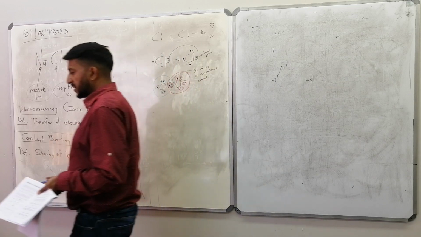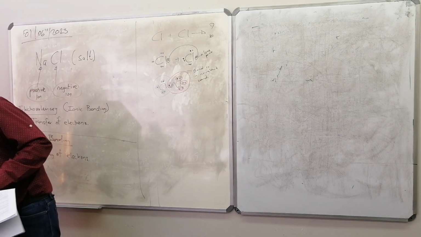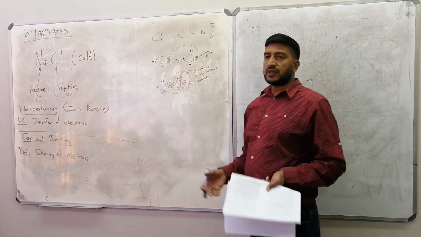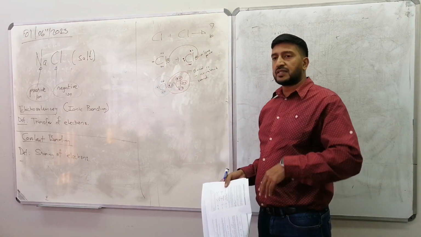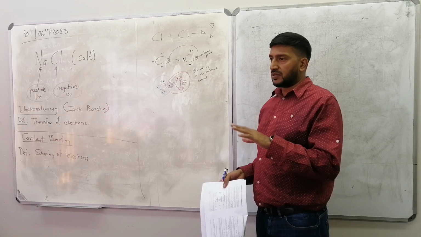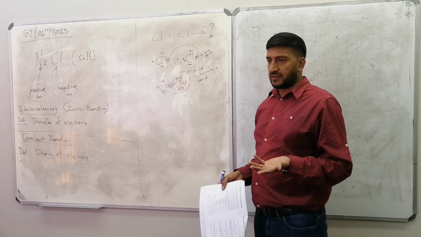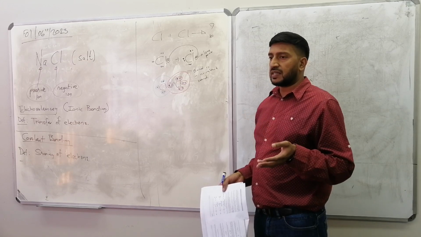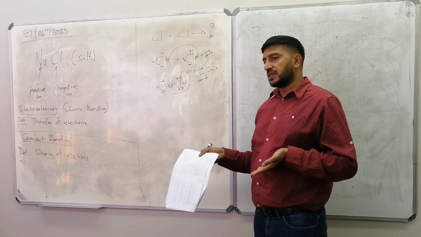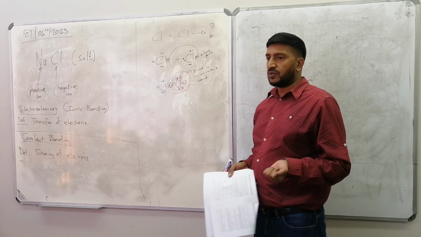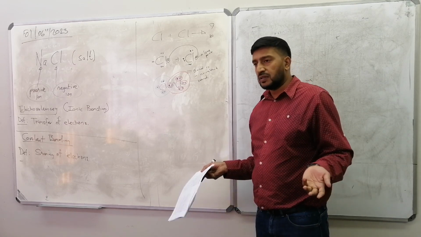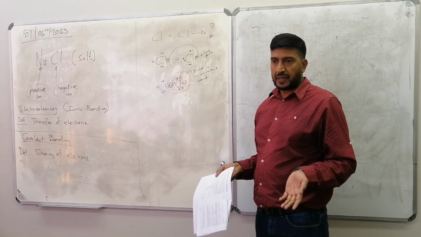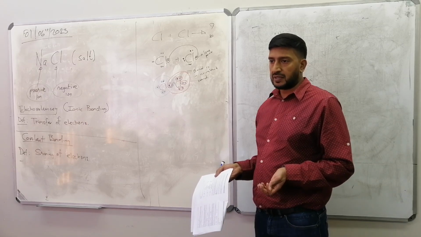The octet rule basically states that when elements don't have 8 electrons around them, they are reactive. When they have 8 electrons around them, they are regarded as stable, in other words, they are not reactive, and therefore they can't create bonds with any other element. You get what I'm saying? It's a stable compound.